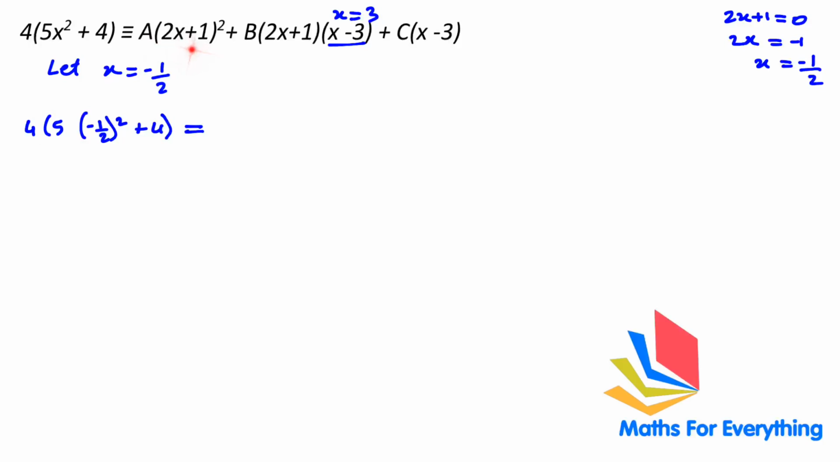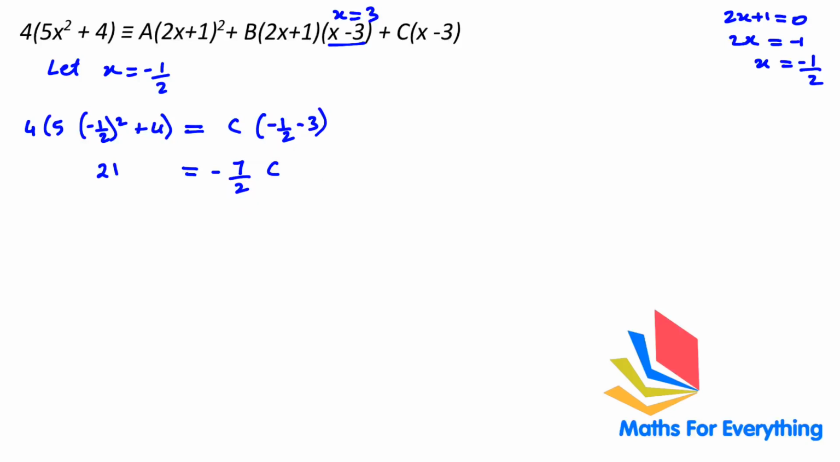We cannot substitute negative half here because if we substitute, we'll get 0. Therefore, a is cancelled. The same case with b, we cannot because you have 2x plus 1 here. So if you substitute here, you will get a 0. b is cancelled. That leaves us with c. Put the whole thing in the calculator. You will get 21 is equal to negative 7 over 2c.